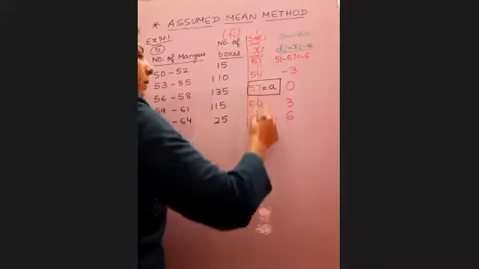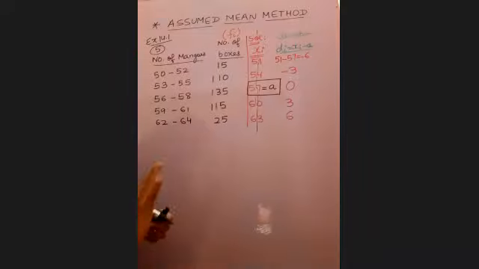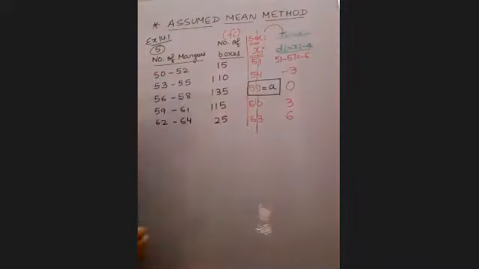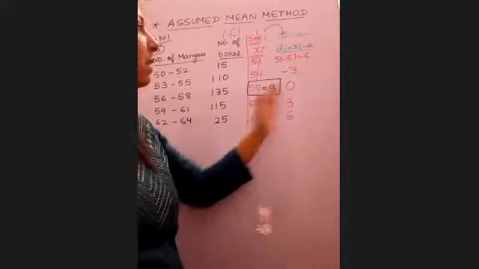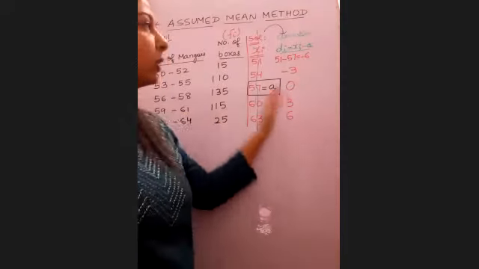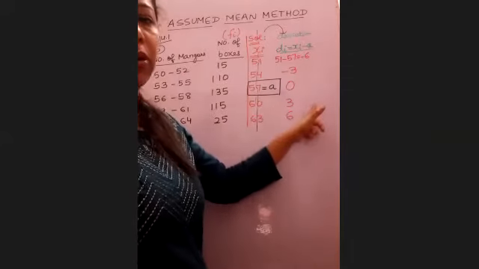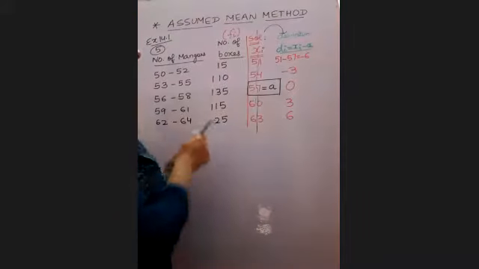The xi's are gone from our mind because they have been changed to di. I told you that in each of the methods of calculating mean, one column will be added. Till yesterday, we were working with xi; now we have one more column, di. So the next step is to multiply fi and di.